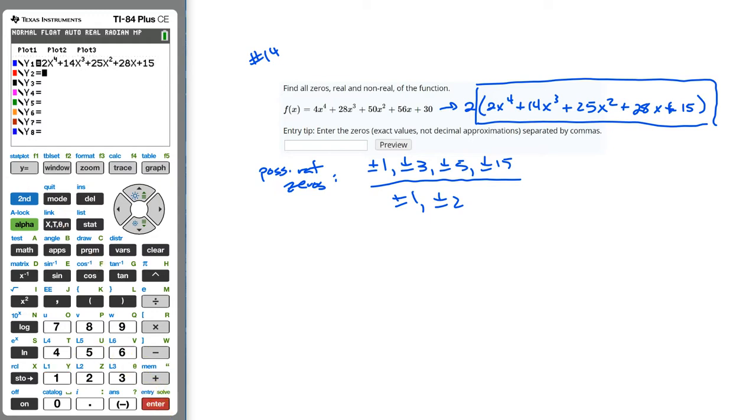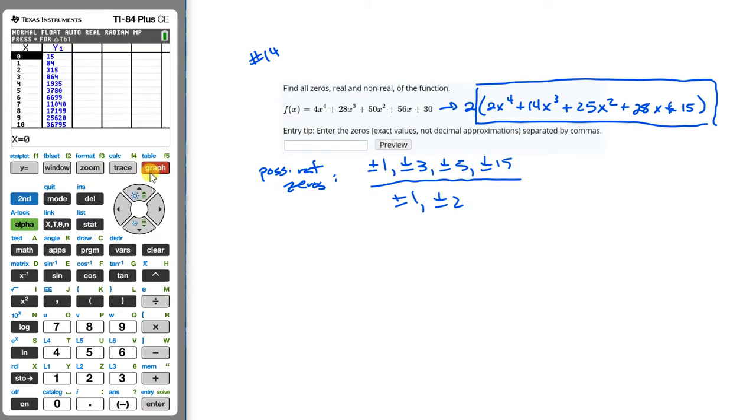Bam. Now let's go to table set. Make sure we're set up for whole numbers. For whole numbers, we're going to start at 0 and go by ones. Let's make a table. I don't see any zeros in the positive region. How about in the negative region? Okay, -1 is a 0.